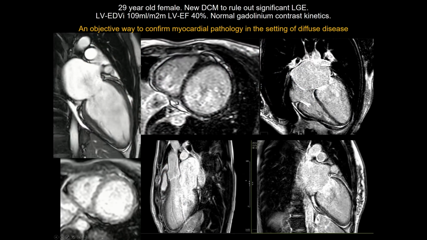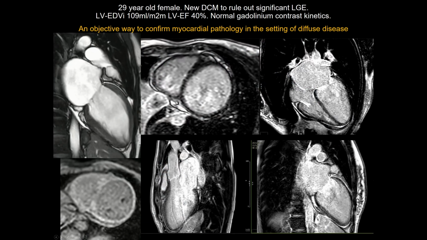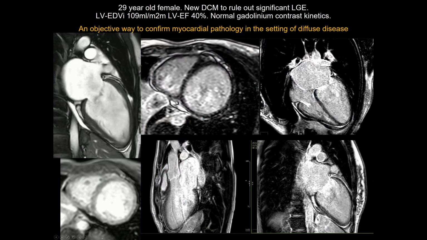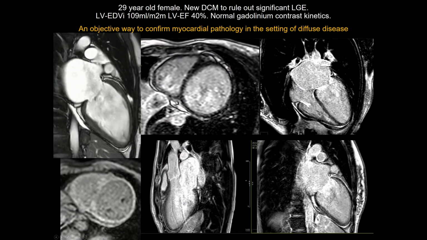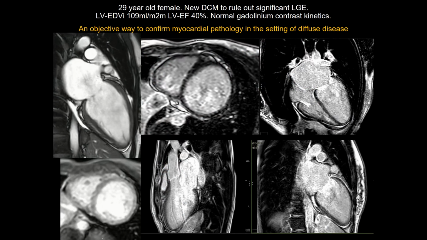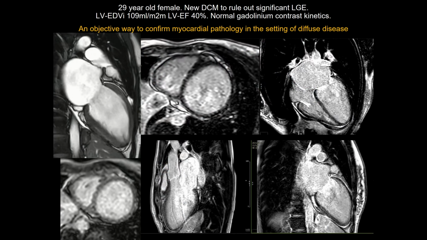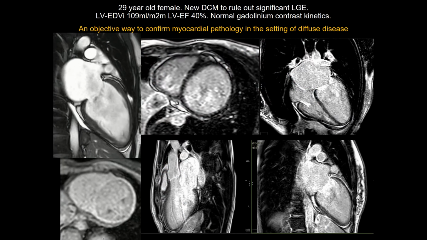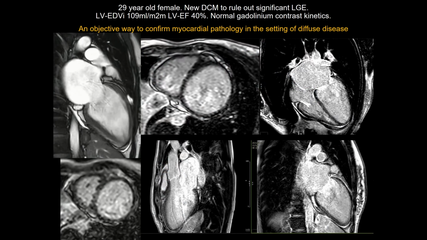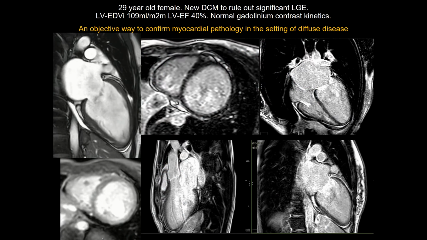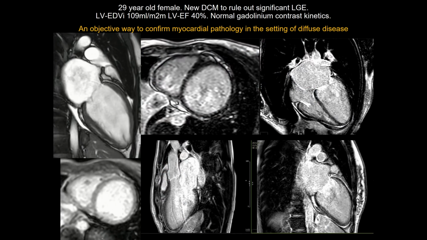Here's a 29-year-old female with a new dilated cardiomyopathy diagnosis referred to us to rule out significant late gadolinium enhancement. She traveled to South America and one of the clinical concerns was Chagas disease. But a blood film was negative for Chagas, and then she subsequently disclosed that she had consumed significant alcohol while she was on her trip, as well as cocaine and other recreational drugs.